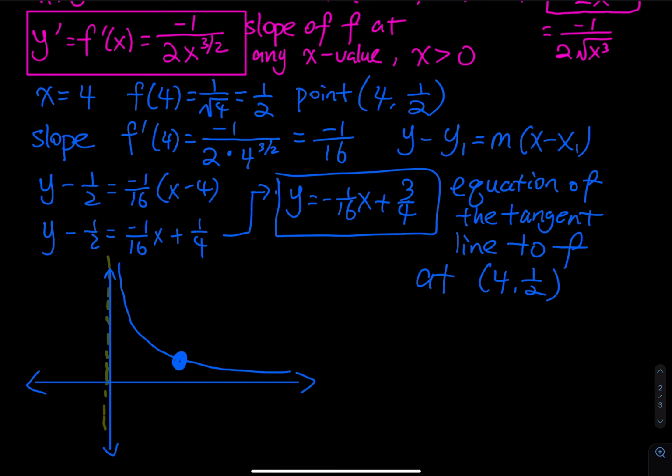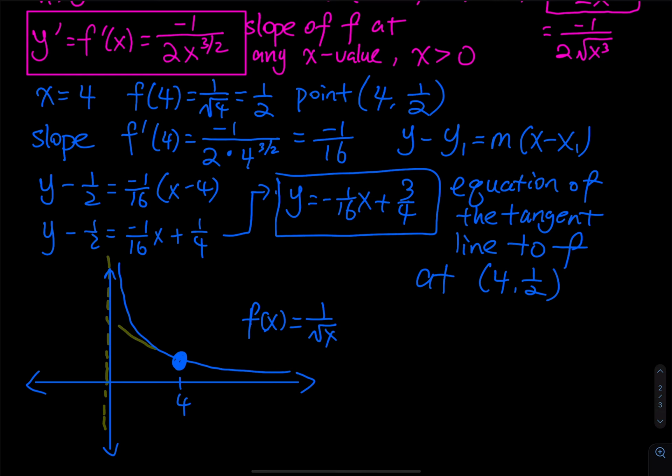The 4, 1/2. And then what I'm asking is, this is f of x equals 1 over square root of x. I am asking you to find me the slope of the curve at that point when x equals 4. And then you found that the slope is negative 1 over 16. And then you have a tangent line. The tangent line looks like this.